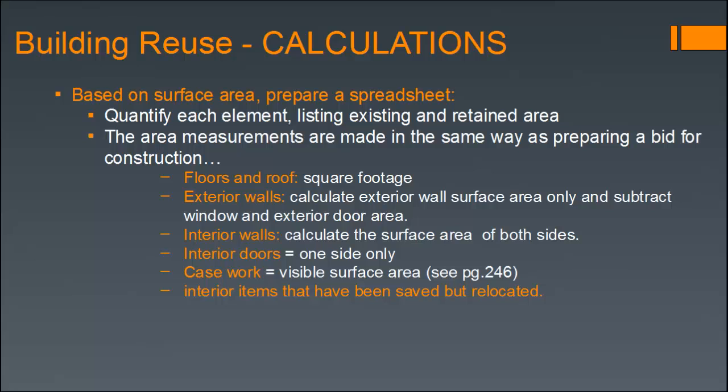So for floors and roof, it's your square footage. Exterior walls, you calculate the exterior wall surface area only and subtract window and exterior door area. Interior walls, you need to calculate the surface area of both sides. Interior doors, one side only. Casework, it's your visible surface area. And interior items that have been saved but relocated may also be included.